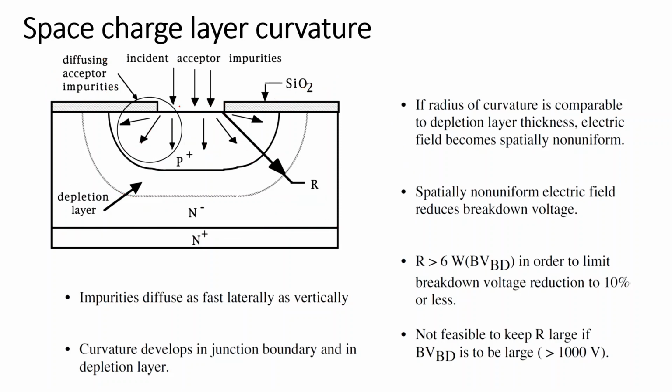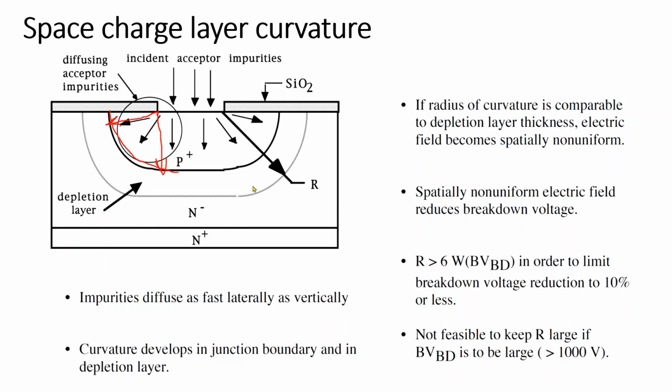So if these acceptor impurities are diffused in this region, then let us say it diffuses from here, then in the lateral direction it diffuses as fast as it diffuses in the vertical direction. So the diffusion in both directions is the same. Okay, so this results in curvature.